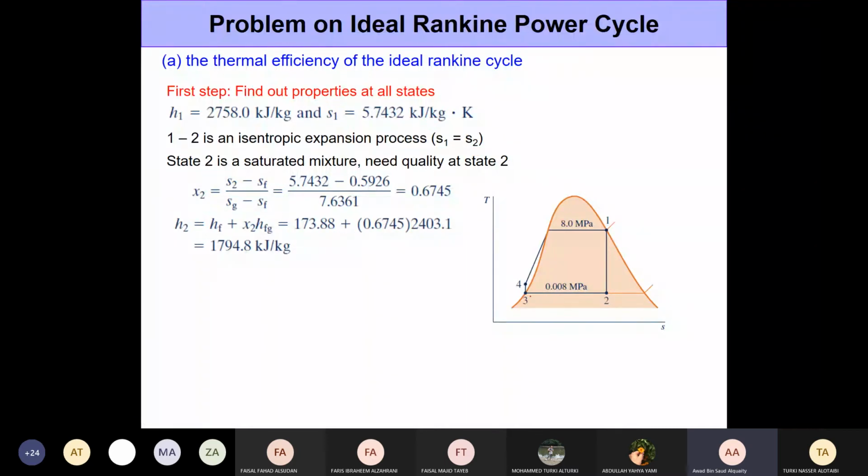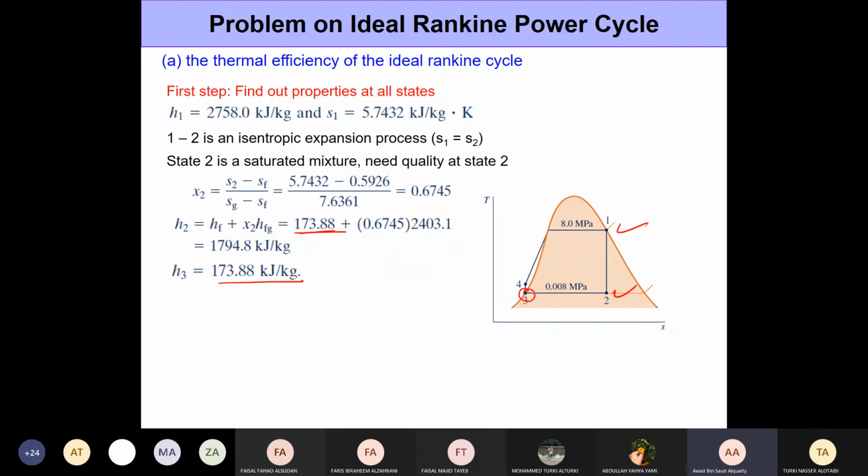Now enthalpy at state 3 is very straightforward. Okay, it's at the same pressure as state 2 and it's saturated liquid. So we're just talking about Hf at the same pressure, right? So we're just talking about this value. So H3 will simply be 173.88, which is Hf, which we already found when we were determining the enthalpy for state 2. Okay, so 1, 2, 3 are done.